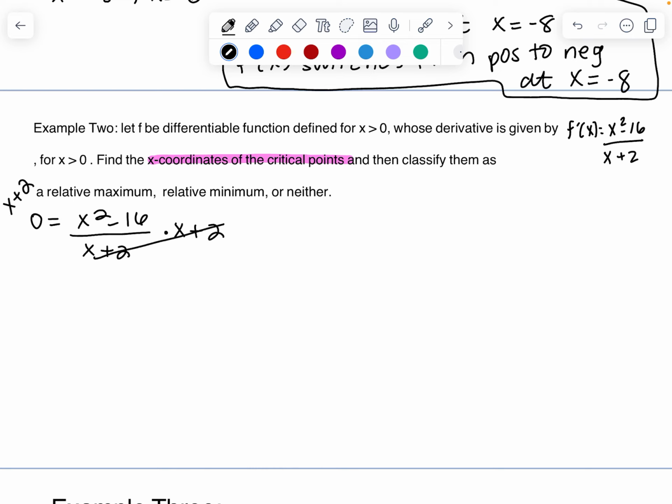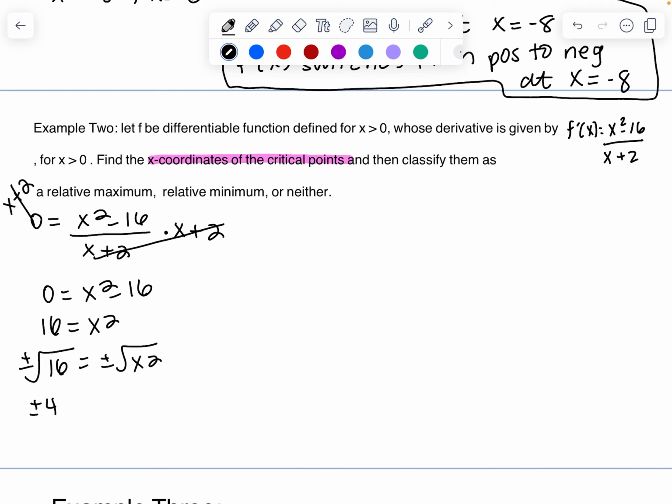These cancel out. And then these cancel out too, and I'll get 0 equals x squared minus 16. We'll add 16 on both sides, and then I can take the square root. You also could have factored. So I'll get plus or minus 4 equals x, because 4 squared would equal 16, and so would negative 4. So our two critical points are negative 4 and positive 4.